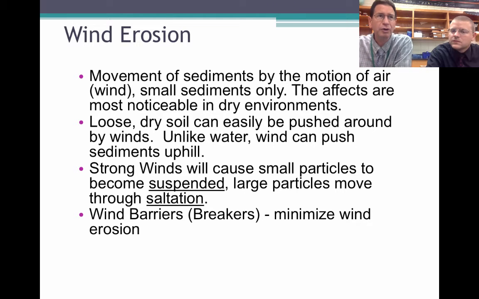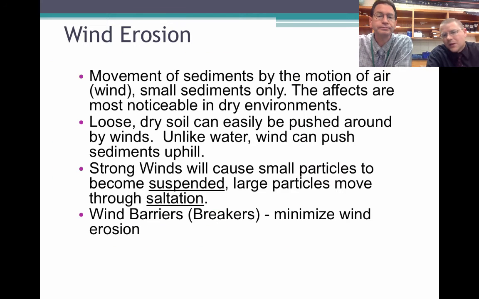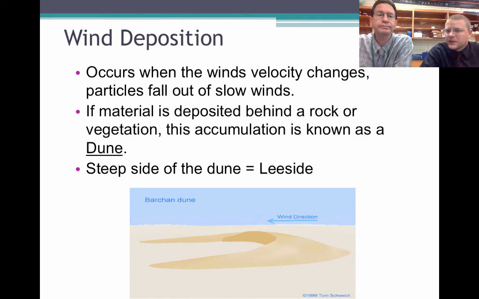So a lot of times on the windward side, or the side that the wind's blowing on, of a yard or a hillside, they will put a fence or plant thick shrubbery to stop the wind from blowing through there. And when the wind stops its movement, we now get deposition. So if the speed of the wind slows or changes direction, material is going to be dropped off very similar to how it's dropped off with water.